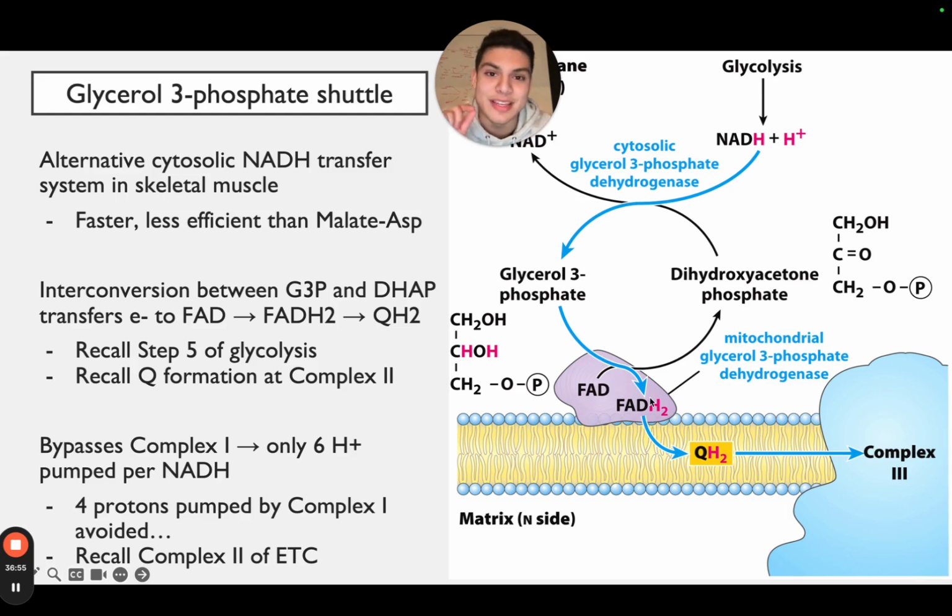And remember, this is bypassing complex 1. Remember that if we bypass complex 1, we're no longer pumping 10 protons, we're pumping 6. And what ends up happening is that since we pump 6 protons, we're going to pump fewer protons across the ATP synthase channel. And that means we generate less ATP. And so that's a bad thing. So for long-term use, this is not the favorable pathway. This is not a favorable shuttle.